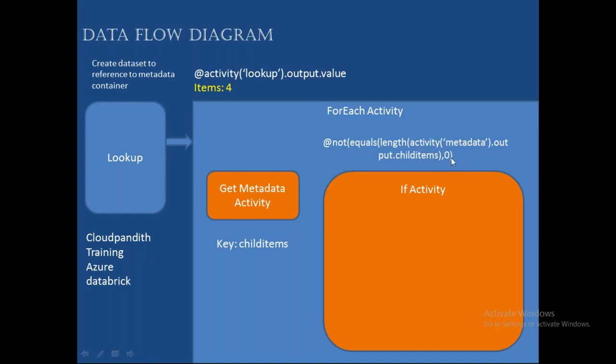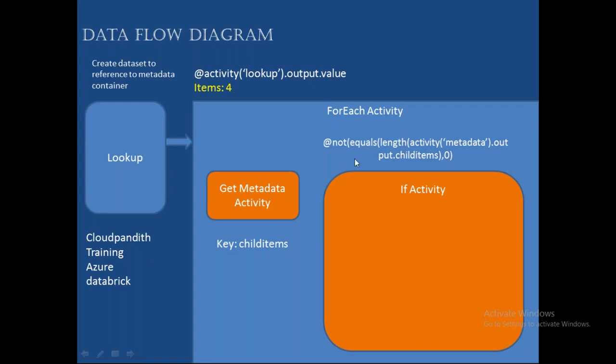Length means it will give you the count. Okay, file count: if it is 2, it will give 2. So now when I compare it equal to 0, it is going to return true. Equals means what? If the length of this child items is 0, meaning when I don't have any files, it is going to return true.